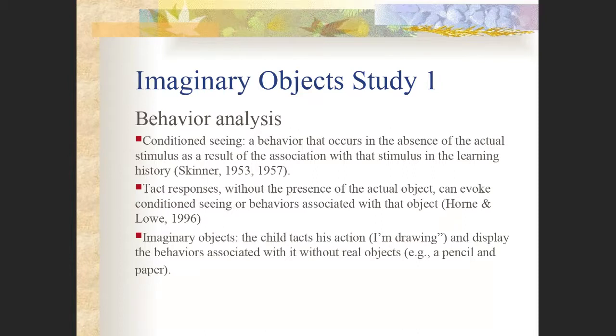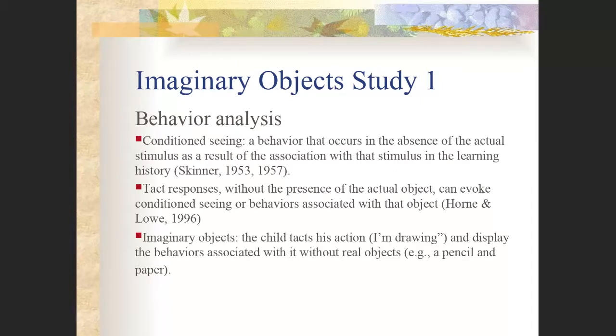Okay, so we use this concept to explain how imaginary objects appear in children's play activities. So looking at the requirement, the child has to tag his own actions. When the tagged response is there, the child is behaving according to the tagged responses. So the child demonstrates some behaviors associated with that object when the child is tagging the object without the presence of the object. Okay, basically.